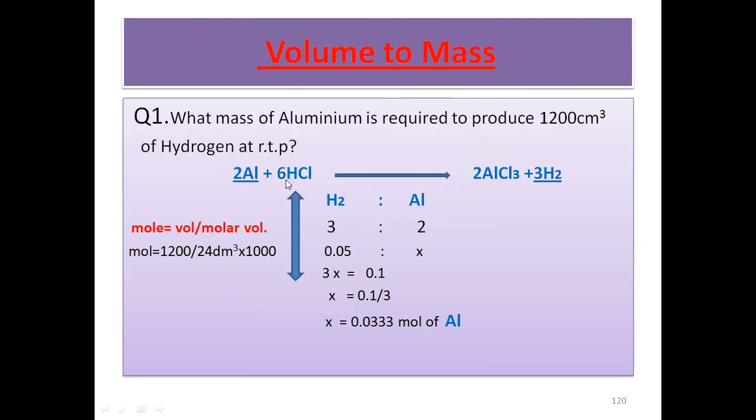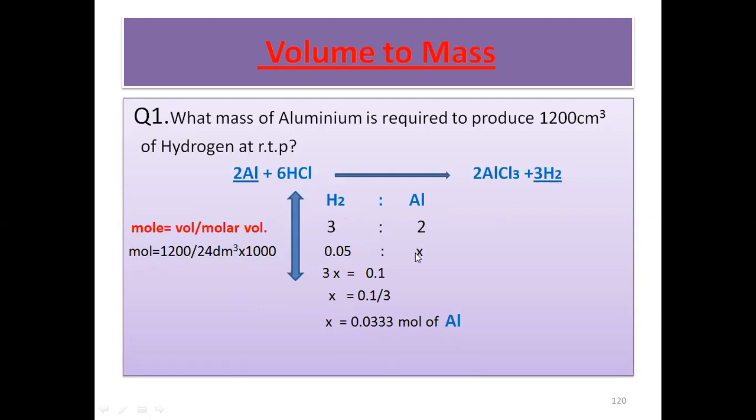2 moles of aluminium reacts with 6 moles of hydrochloric acid, forming 2 moles of aluminium chloride and 3 moles of hydrogen. Here we have a stoichiometric relation between aluminium and hydrogen. Now the volume of hydrogen is given and we have to find the mass of aluminium. So hydrogen ratio aluminium. Write the moles of hydrogen and aluminium taken from the equation: 2 moles of aluminium, 3 moles of hydrogen.